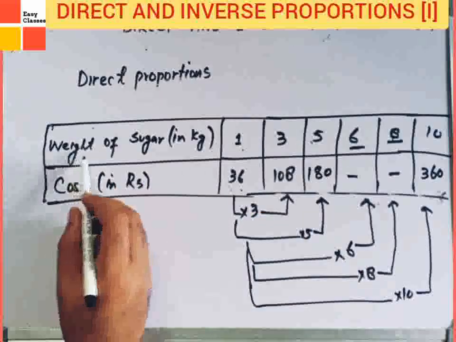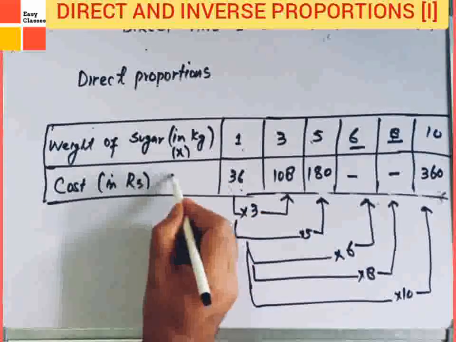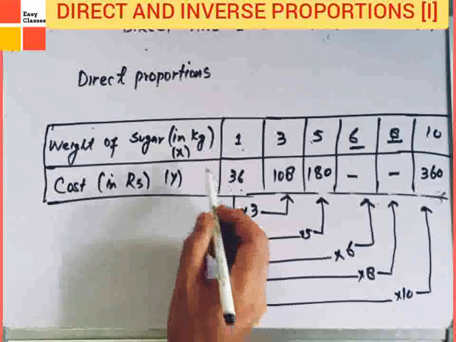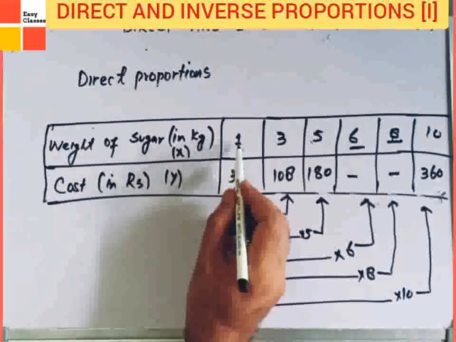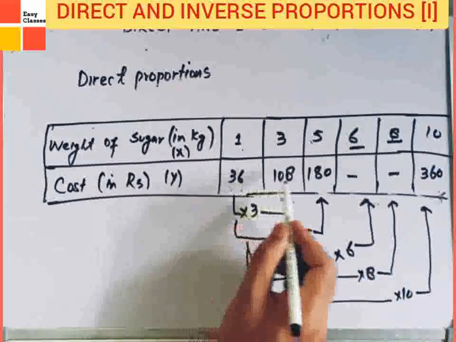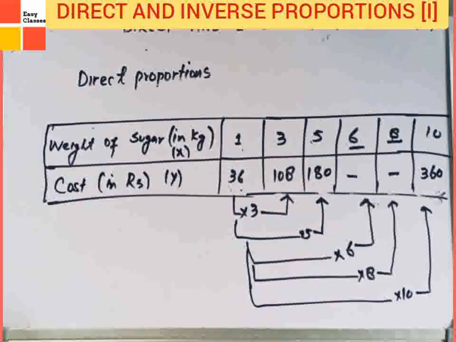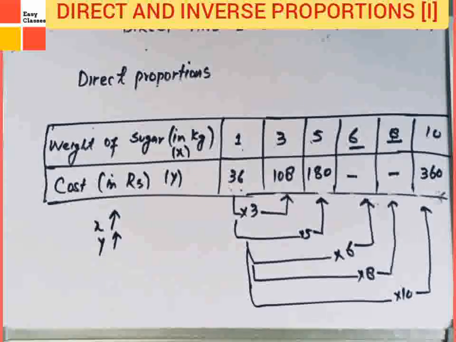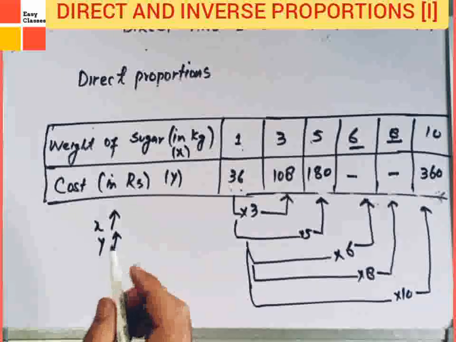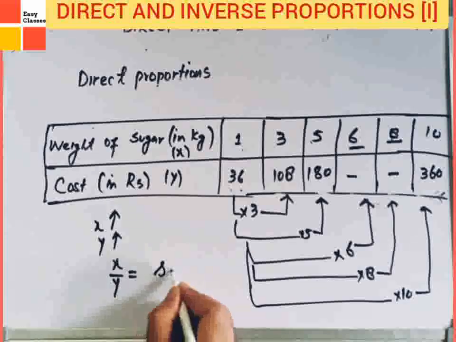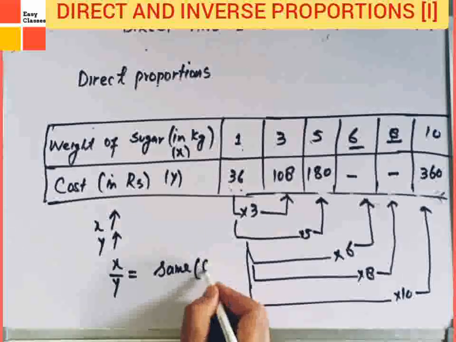if we take this weight of sugar as X and this as Y, cost, okay, you can see that as the value of X increases, 1, 3, 5, 6, 8, 10, the value of Y also increases, 36, 108, 180 and so on. Okay, what does that mean? It means that when X increases, Y also increases, but the ratio, the ratio. What does it mean, the ratio? The value of x by y is always same. That is, x by y is always constant.